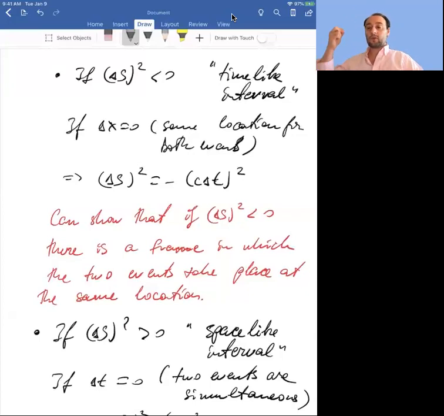But let's say you have 2 events that, viewed from some frame, are separated both by space and by time, but it so happens that delta s squared is negative. They're separated more by time than by space. Well, then one can show that if delta s squared is negative, there exists some co-moving frame in which those same 2 events take place at the same location. I will give you an example.